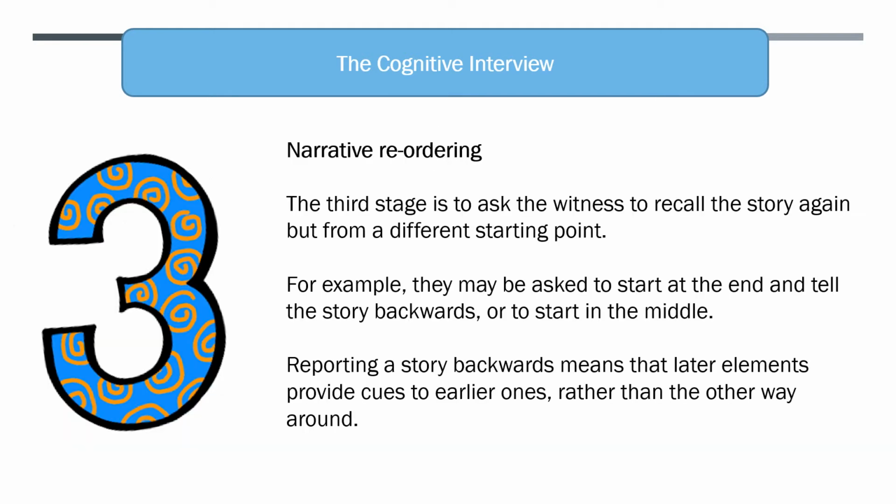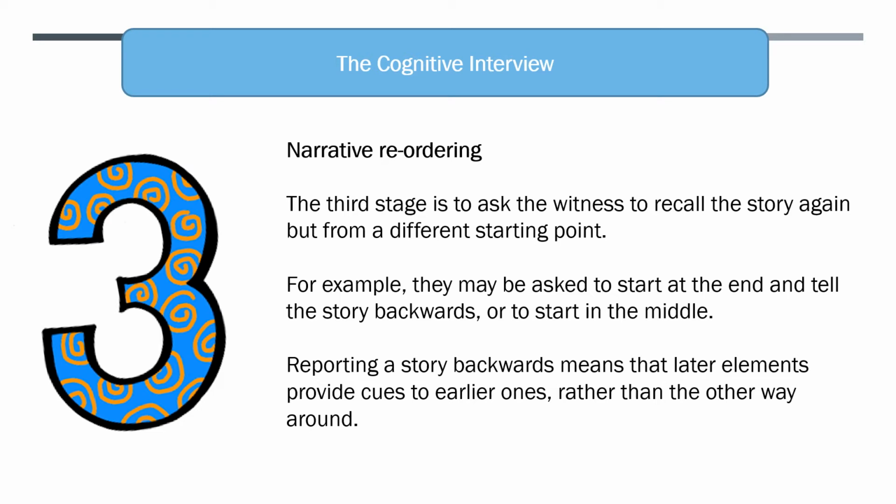Number 3, narrative reordering. So this is where the participant or the person being interviewed is asked to start from a different point. So they might be asked to start at the end and work backwards. They might be asked to start in the middle, work forwards or backwards. And especially when reporting it backwards, it might provide them more cues if they think, right, what happened just before this? They might have missed that little bit of information.